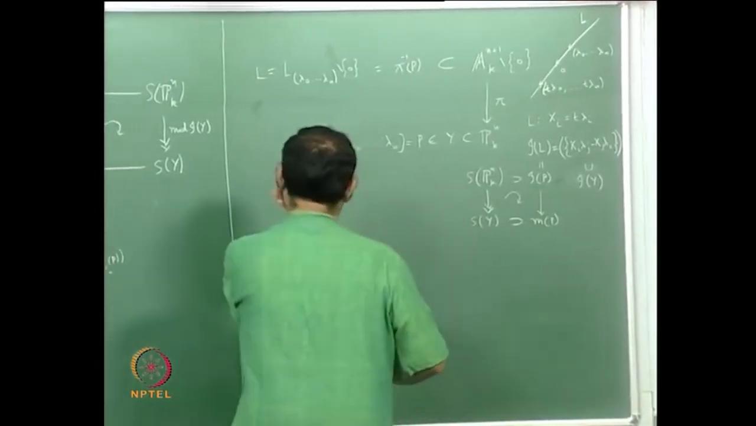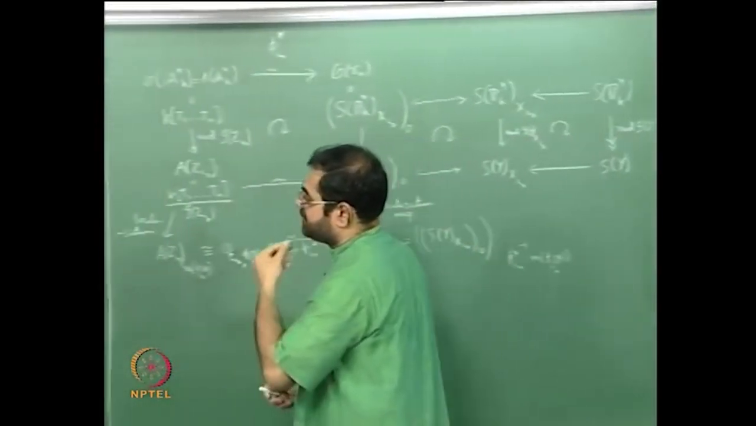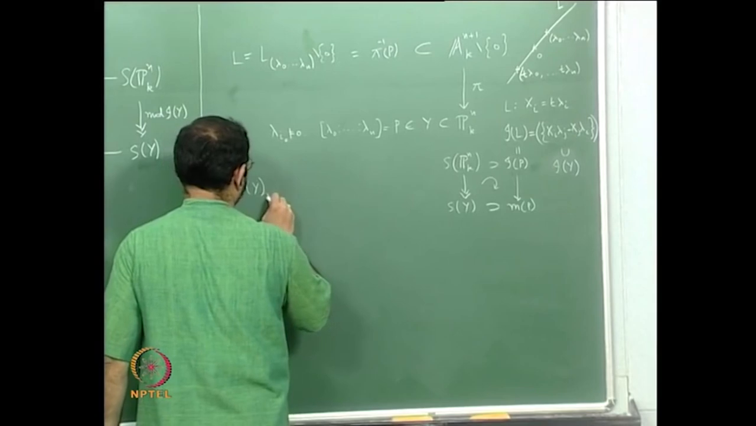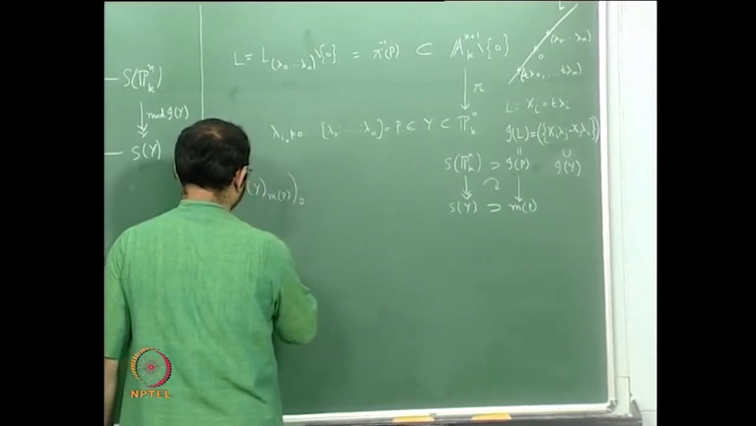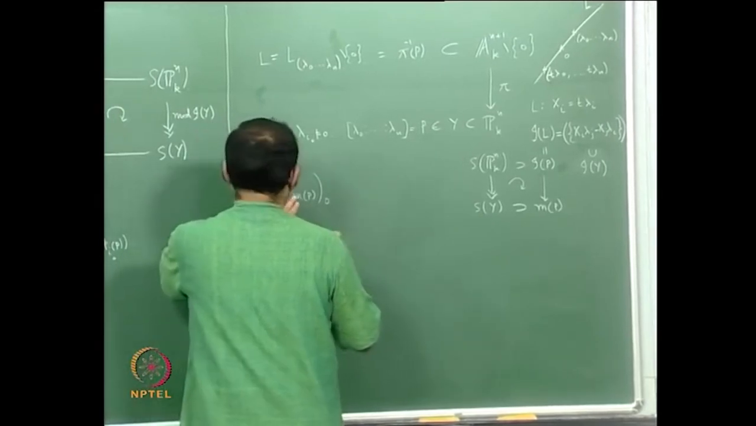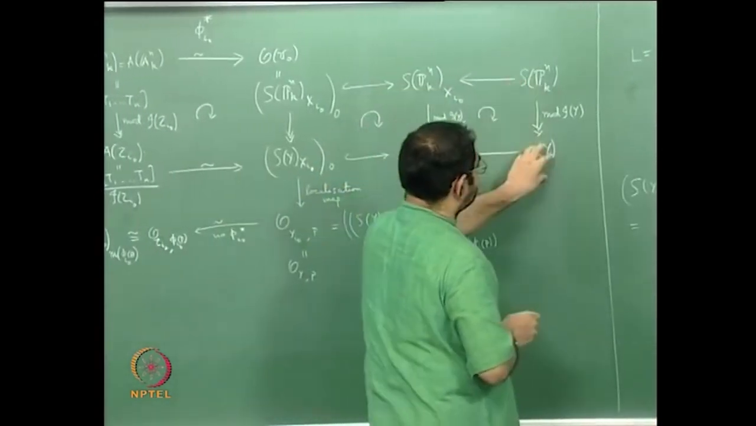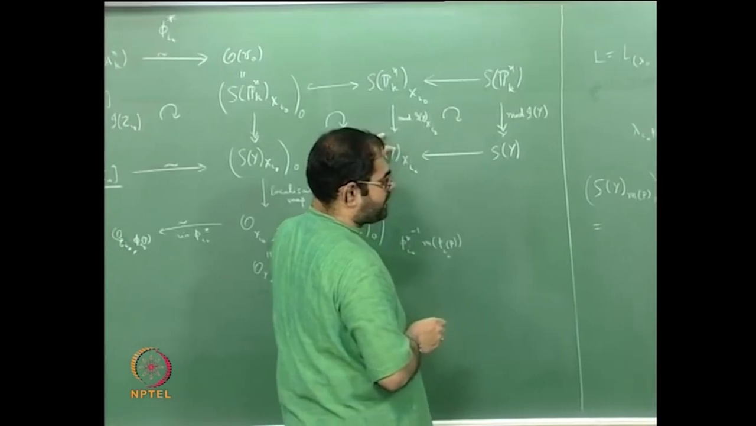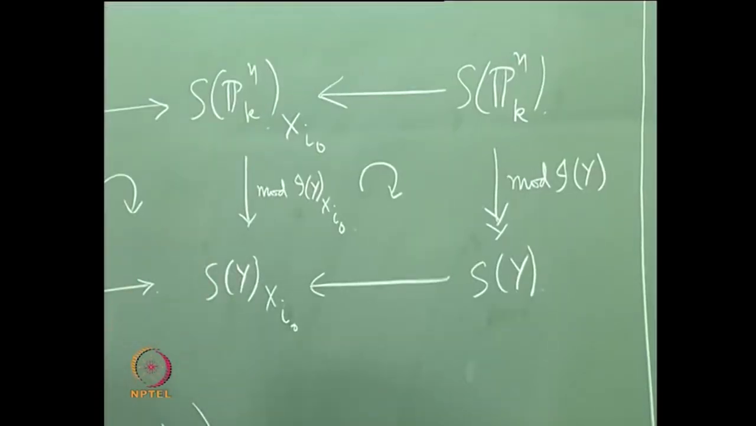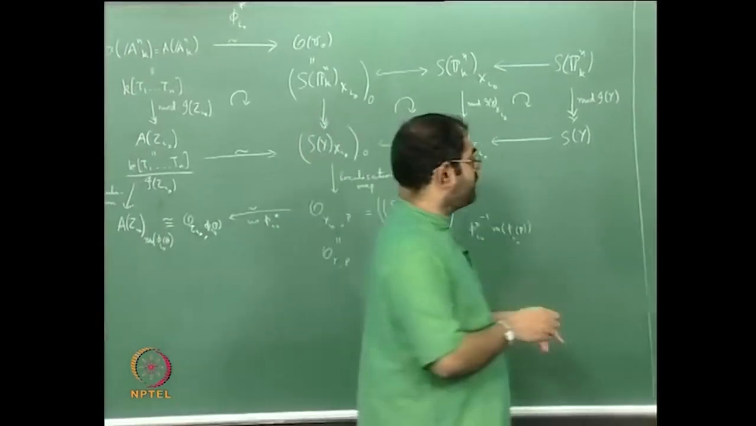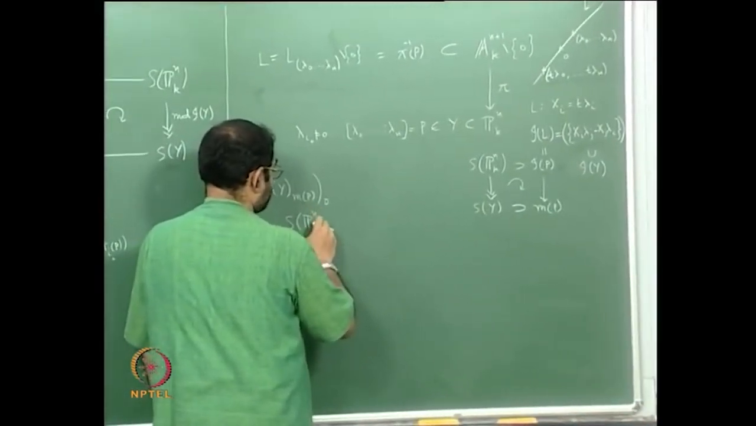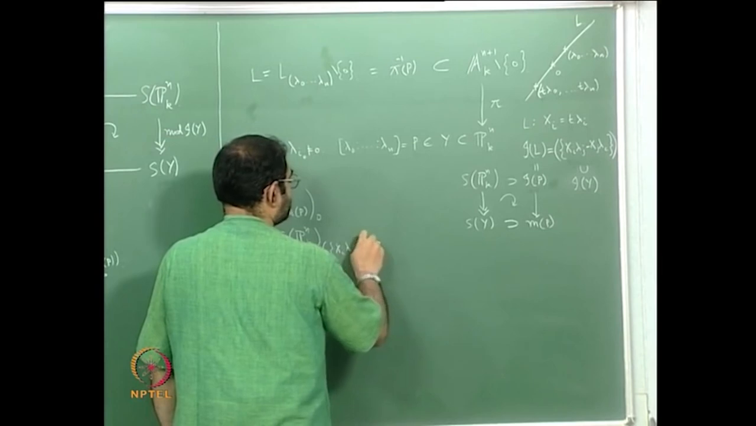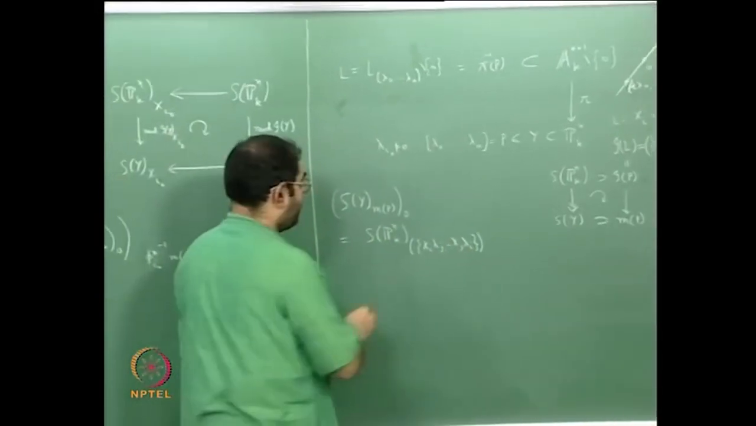All right, now, if you go and try to calculate what this quantity is, this quantity is just S_Y localized at M_P, degree 0. I'm taking a quotient by an ideal, and then I'm localizing. But I already told you that localization commutes with quotients. So what you can do is take the S of P^n, localize it with respect to that ideal, the ideal generated by x_i lambda_j minus x_j lambda_i.